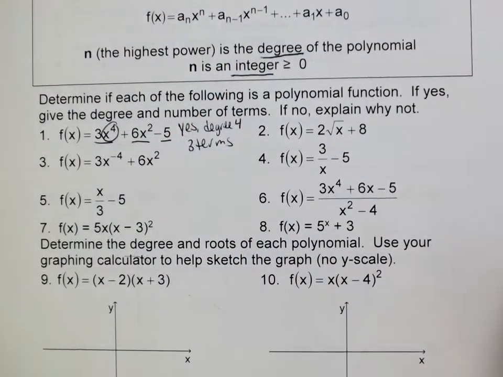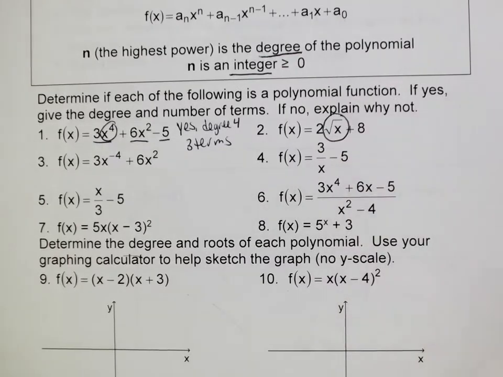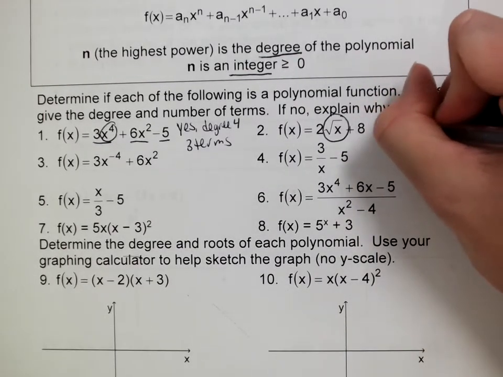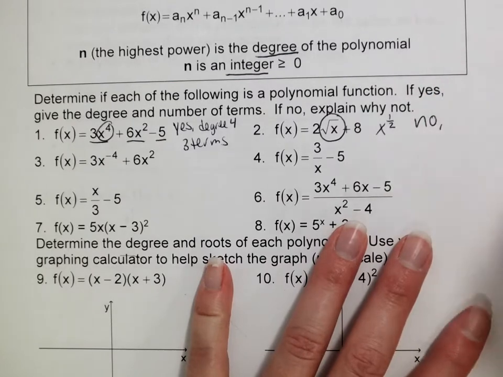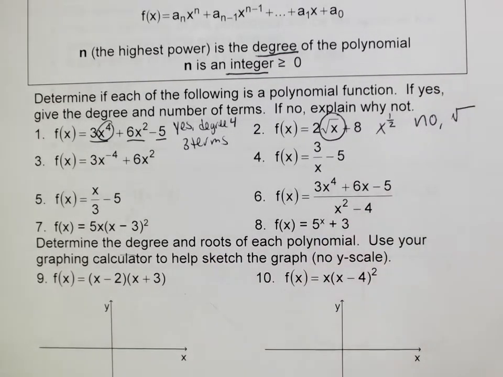Question number 2. Is this a polynomial? Well, looking at this right here, x to the square root power, and we haven't really talked about this yet this year, but that's the same thing as x to the 1/2 power. Well, remember your exponents have to be integers, so no, this is not a polynomial. It's actually a square root function, and that's all I'm going to do because I'm kind of lazy.